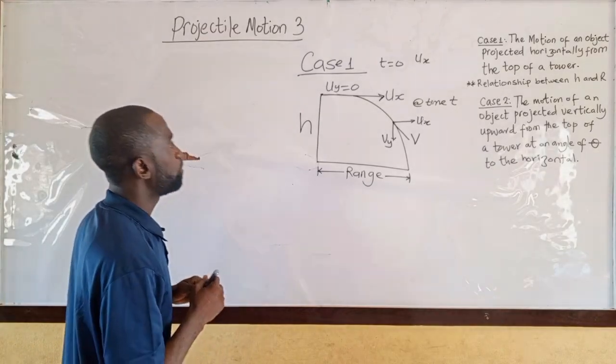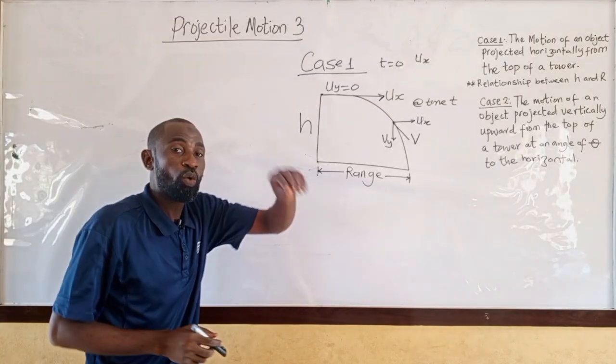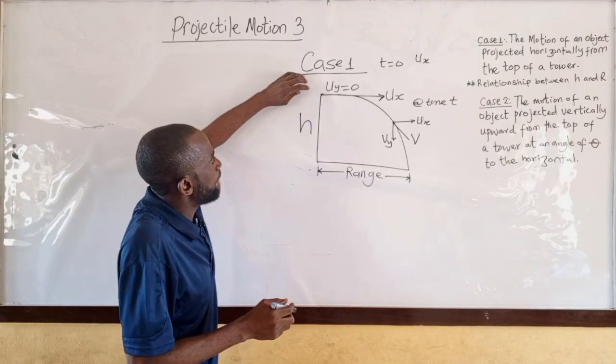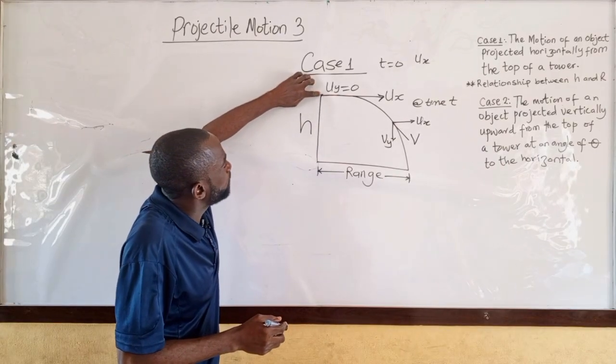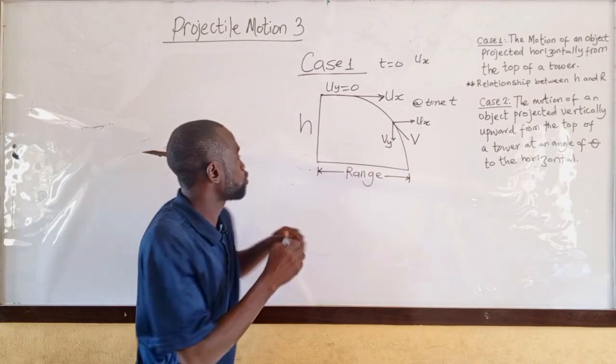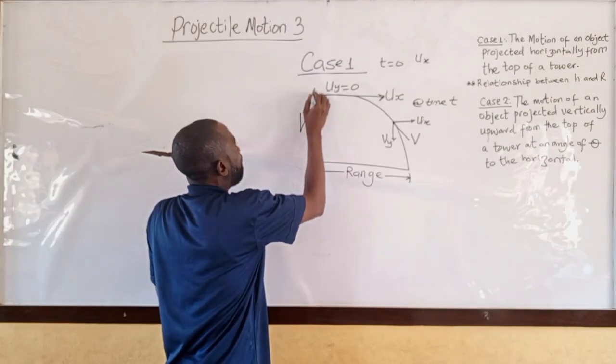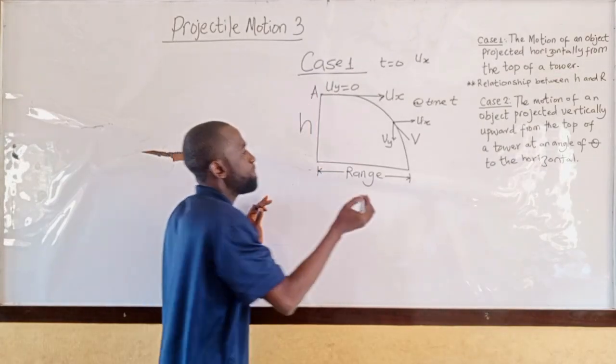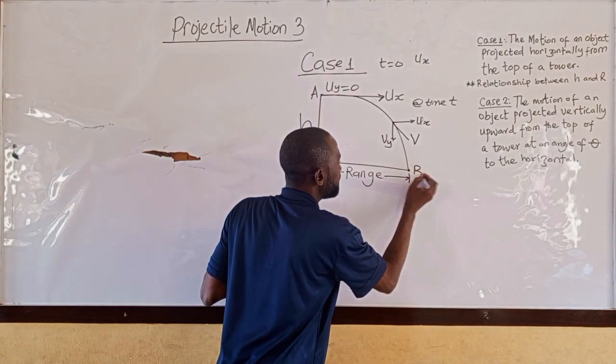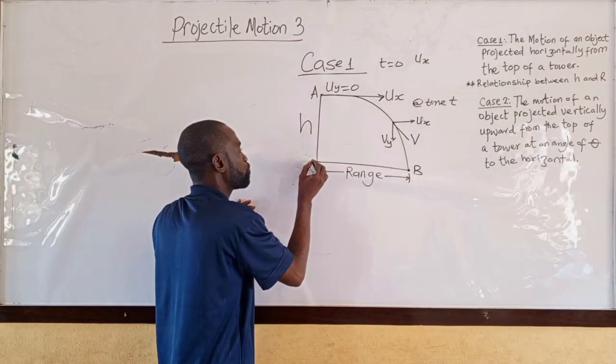So class, let us go. From this diagram, what they will ask us to calculate is the time the body will spend from this place to this place. So suppose I label this point A, this point B, and this point C.